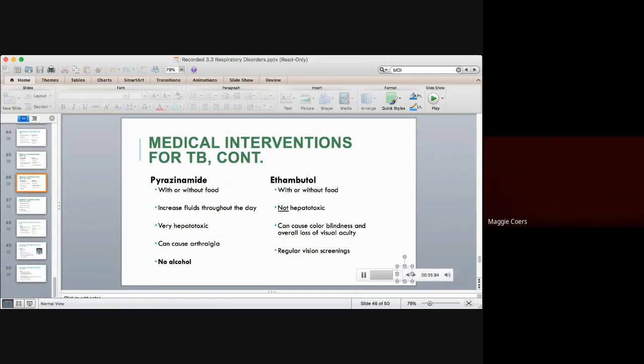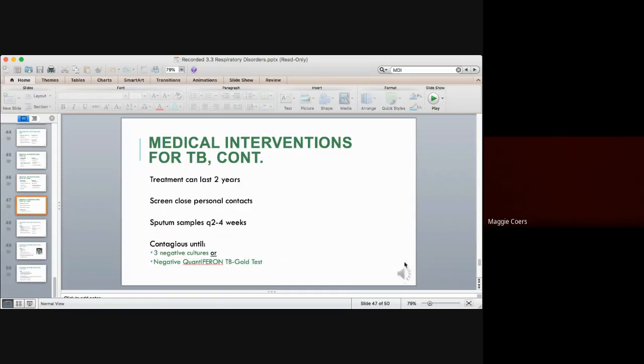So very frequent vision screenings, like every 6 months, are important to instruct patients about when they're on all four of these drugs. You'll see some other indications of the medications on your slide here as well. Treatment for tuberculosis can last for up to 2 years, depending on how quickly that tuberculosis organism goes dormant or gets eradicated. But it can last and be active for quite a while.